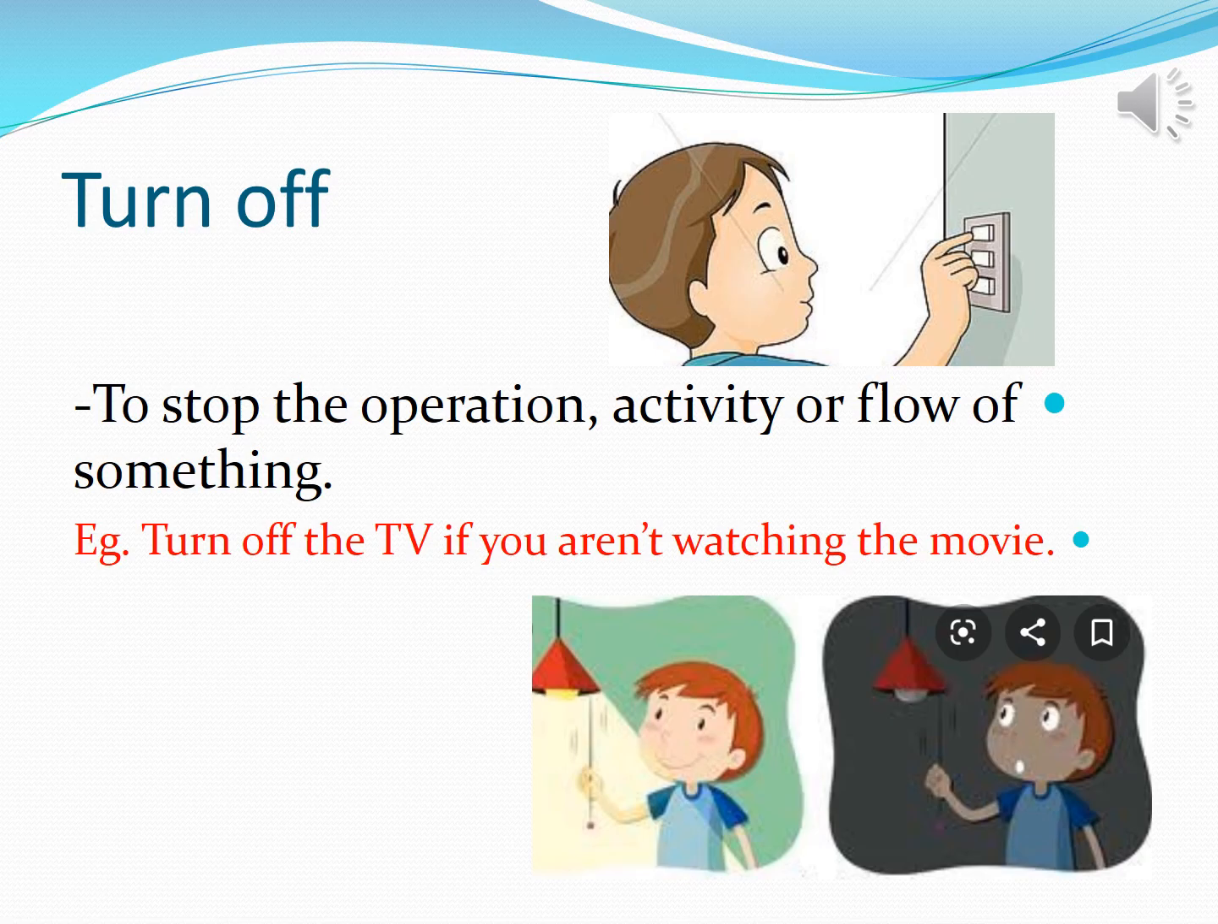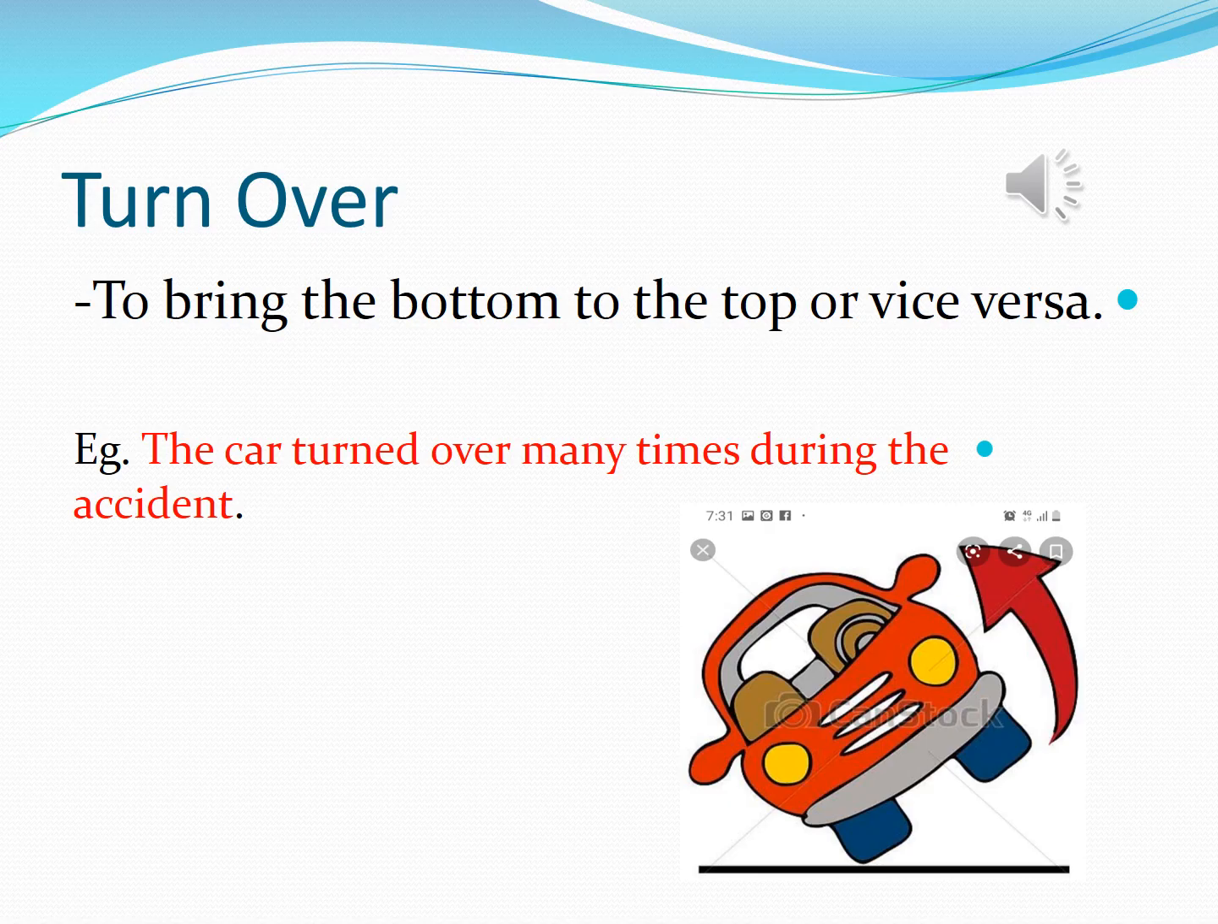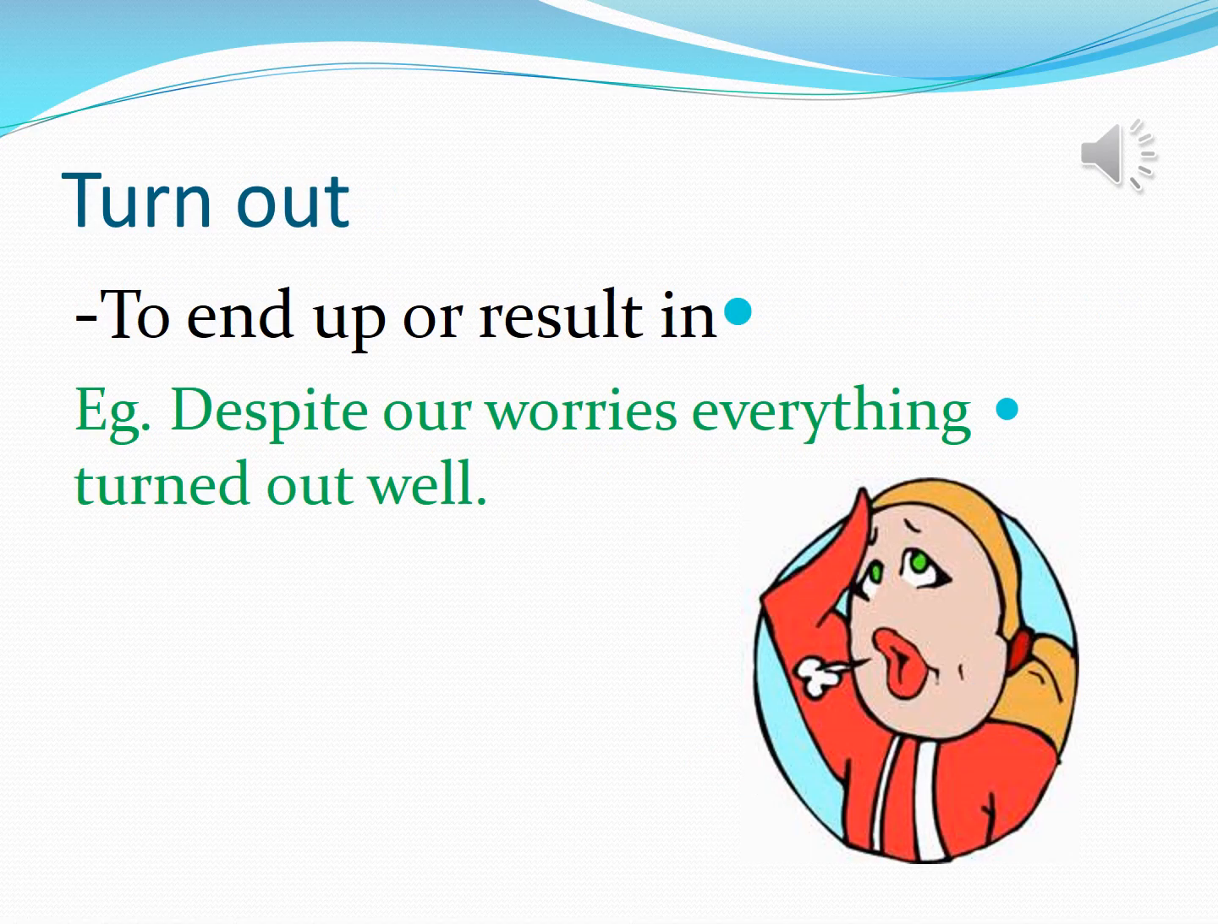Turn off. Turn off is the opposite of turn on, which means to stop the operation, activity, or flow of something. For example, turn off the TV if you aren't watching the movie. Turn over. Turn over is to bring the bottom to the top or vice versa. For example, the car turned over many times during the accident. Turn out. Turn out means to end up or result in. For example, despite our worries, everything turned out well.